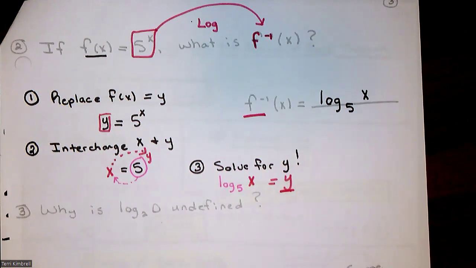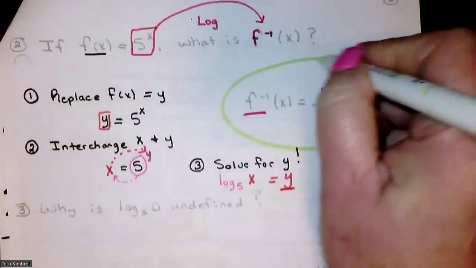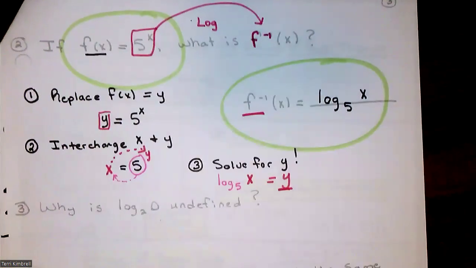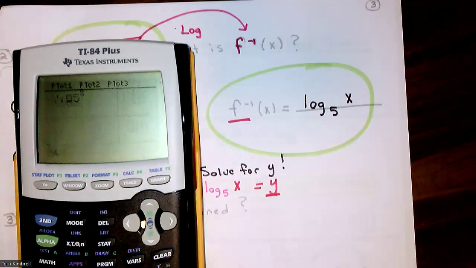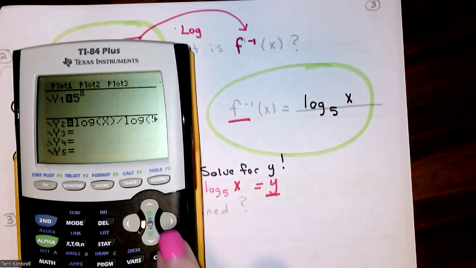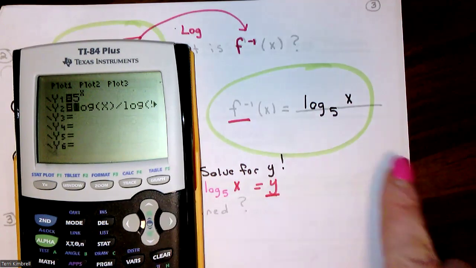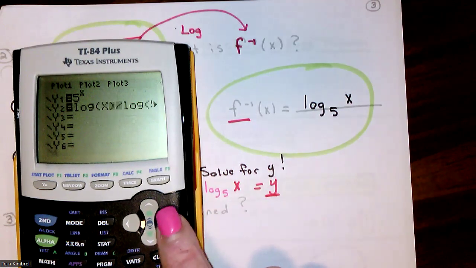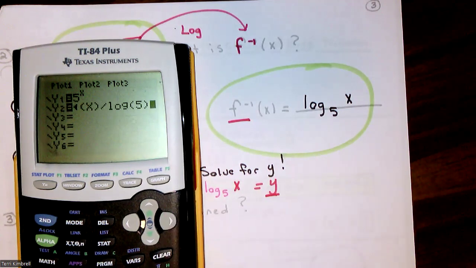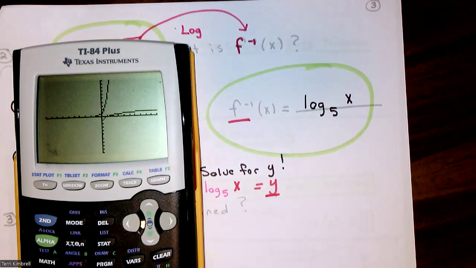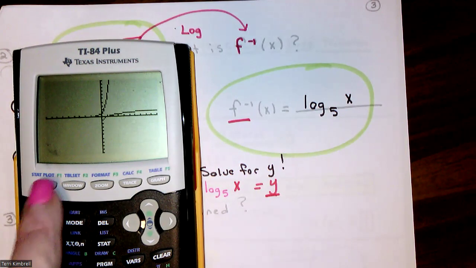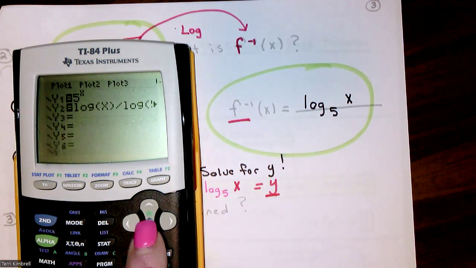Now, if you want to check and see if these are inverses, you can type those in to y equals. So I typed this in, and this time I used that change of base formula. And those calculators that don't work like mine, this is what you would want to do. So log x divided by log 5. And then when you graph, if you remember when we started the unit, these would be over the line y equals x.